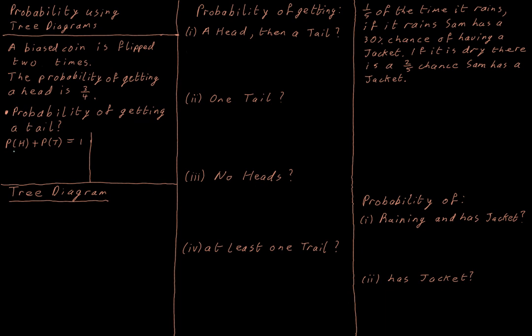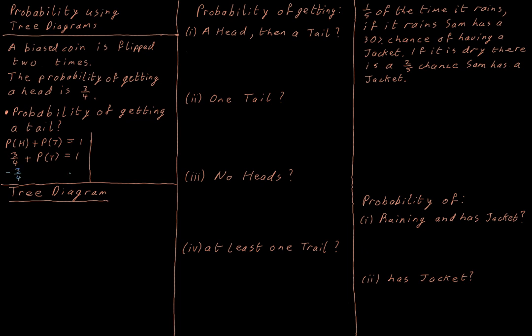So if we add up the probability of getting a head and the probability of getting a tail, we have to be certain that we're going to get one of those outcomes, so that means that we have a probability of 1. So if we add up all our possible situations, we have to get a probability of 1. In this case, I know the probability of getting a head is 3/4, plus the probability of getting a tail is 1. I want to know what the probability of getting a tail is, so I'm going to rearrange my equation here.